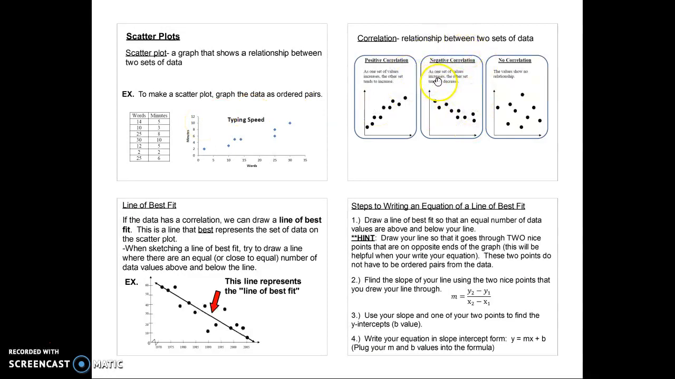Now, negative correlation is just the opposite. As one set of values is increasing, the other one tends to decrease. Okay, so maybe as your x values are increasing, your y values are decreasing over time. So it's kind of similar to a negative slope. Then we have no correlation at all, and this is where there is no actual relationship between the two different sets of data. So they're not increasing, both of them at the same time. There's not one increasing and the other decreasing. They're just all scattered around, and there's no general relationship between the two.